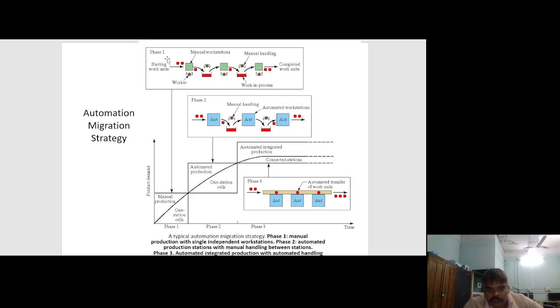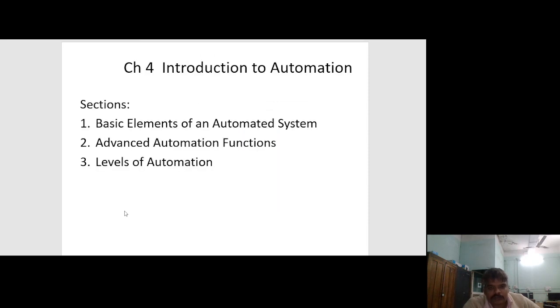Phase 1: starting work unit, manual workstation, material handling, completed work unit. Phase 2: manual handling, automated workstation. A typical automation migration strategy: phase 1, manual production with single independent workstation. Phase 2, automated production station with manual handling between stations. Phase 3, automated integrated production and automated handling between stations.